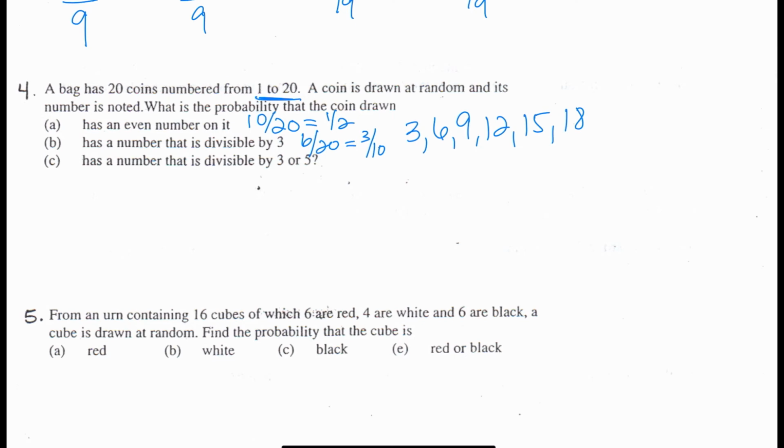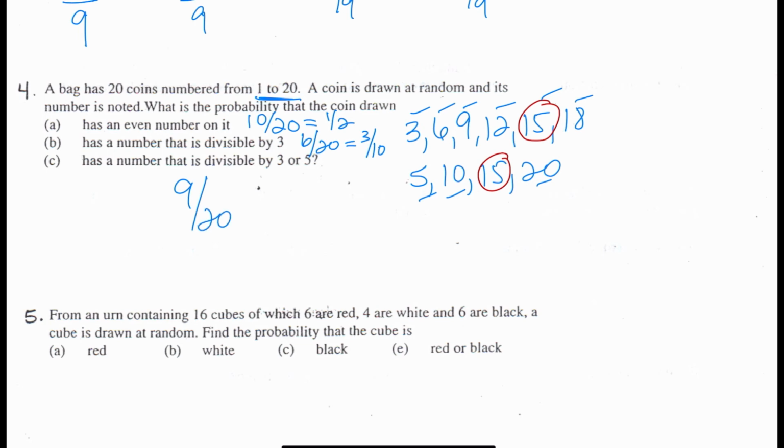A number that is divisible by 3 or 5. The numbers that are divisible by 5 are 5, 10, 15, 20. Now you have to be careful because if you remember, I told you in one of the past videos, you cannot overcount in probability. So here, if you notice, the number 15 appears twice. We got to make sure not to count it twice. So there's 1, 2, 3, 4, 5, 6, 7, 8, 9 out of 20 numbers that are either divisible by 3 or 5.